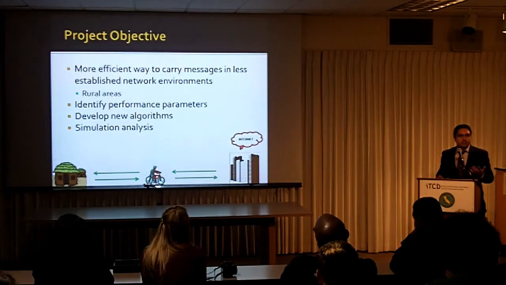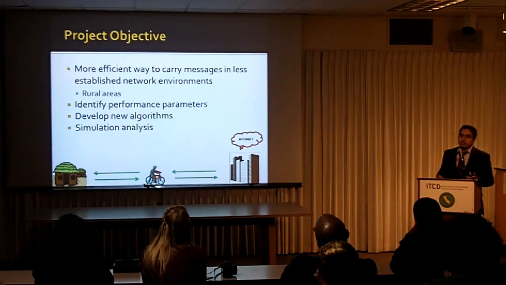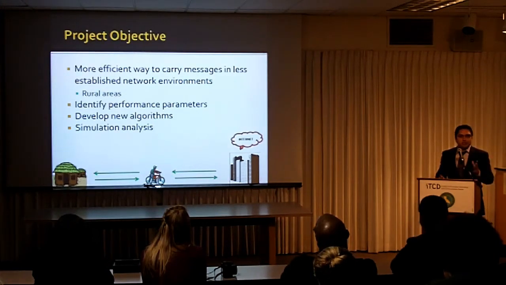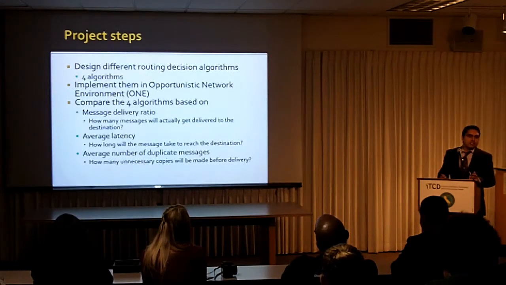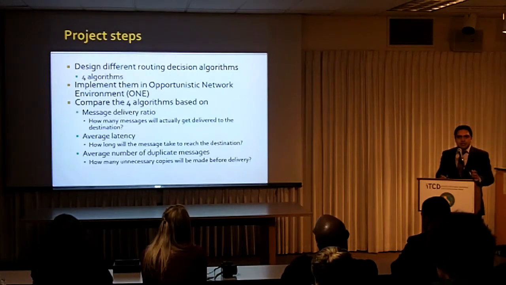So in order to achieve this goal, the first things that we needed to do was to identify the performance parameters, which I'll explain in a few slides, develop the routing algorithms, or the methods by which the messages will be carried, and simulate and analyze the performance of each algorithm. So the project steps were, there was a development of the routing algorithms. There were a total of 4 that were produced. They were implemented into the Opportunistic Network Environment simulator, or the ONE simulator software.